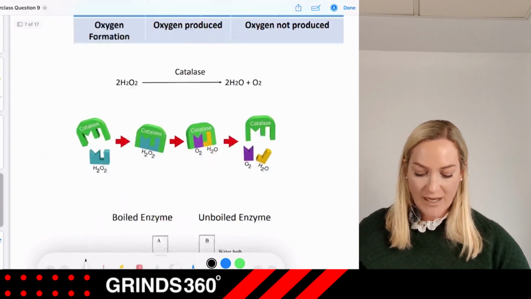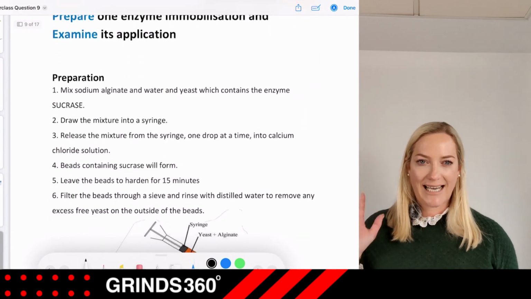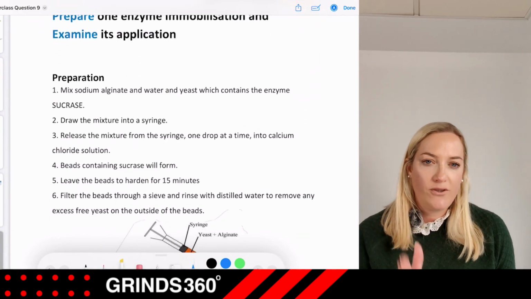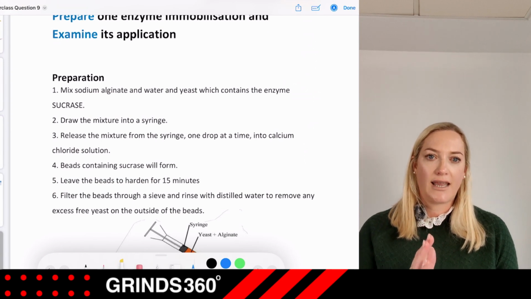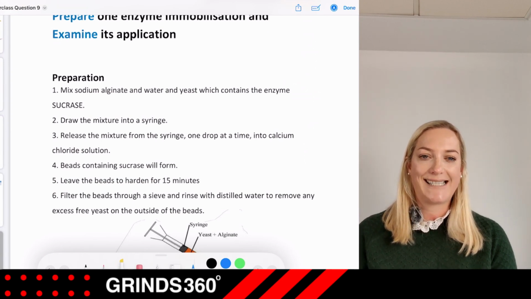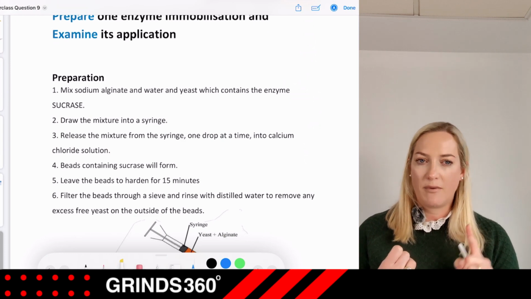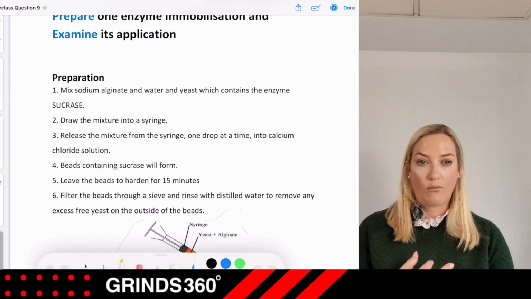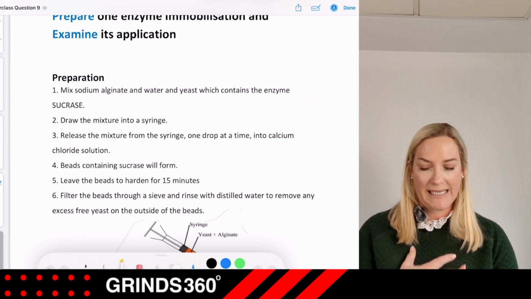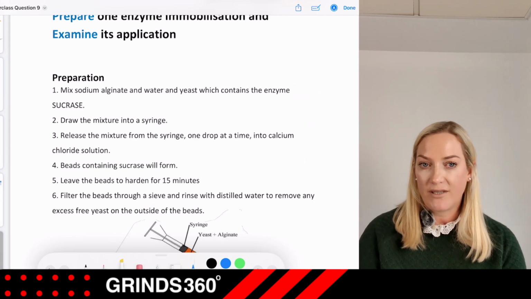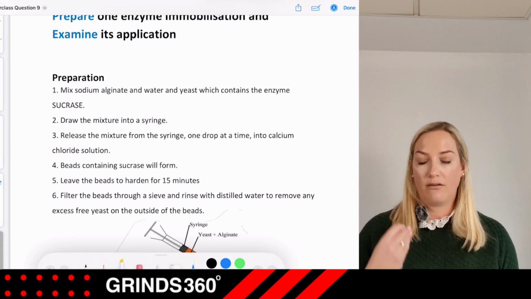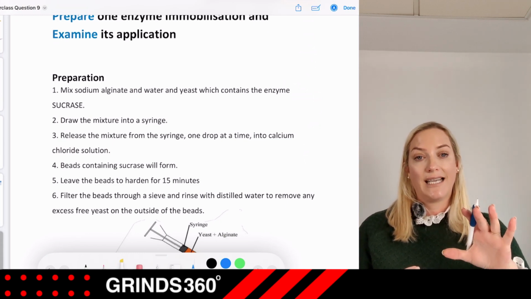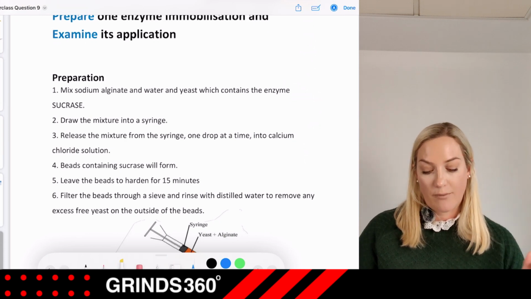Right, immobilization. Now, immobilization was asked last year, so I'm going to go through this quickly. While I'm going through this quickly, it does not mean that they cannot ask you in section C what is meant by the term immobilization, give examples of immobilization, what are the advantages of immobilization. So I'm going through this quickly, but they can still ask you those other terms about immobilized enzymes in section C of the paper.